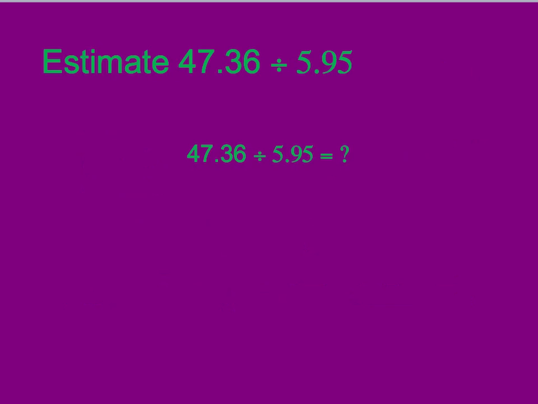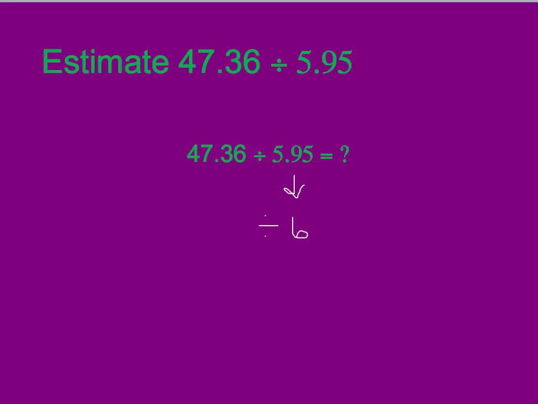So here we have the problem 47.36 divided by 5.95, and we want to find an estimate for this problem. As I said before, I think that using compatible numbers when dividing makes the most sense, because then I don't have to write out the whole problem and do long division. I can just do a simple multiplication fact that I can do mentally. Looking at this problem, I noticed that 5.95 is really, really close to 6, so I'm going to round that up to 6.